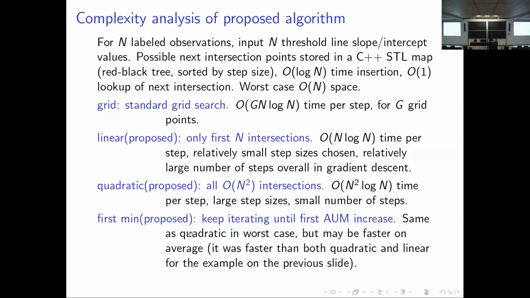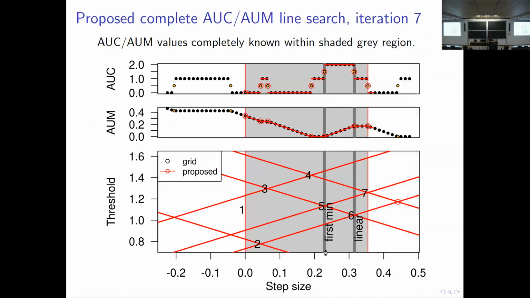And in the first min version, we keep iterating until the first increase in the AUM. So it's the same as quadratic in the worst case, but it may be faster on average. And on the last slide, it was actually faster than both the quadratic and the linear one, right? So we saw how here the first min actually occurred before we did either a linear or a quadratic number of iterations, right?